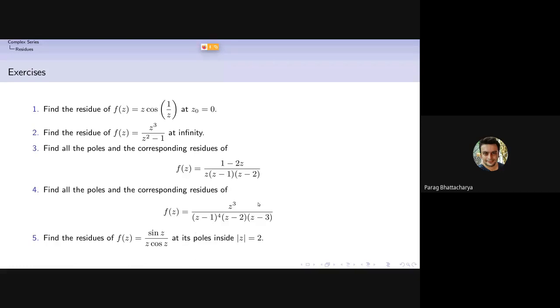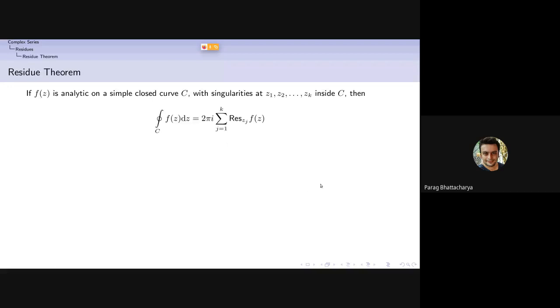Okay, so that's finding the residues. Then we have something called the residue theorem. Let me continue with the residue theorem. We don't have to know the proof of the residue theorem. You just need to know how to apply it. So let's do the residue theorem and we will stop here for today.